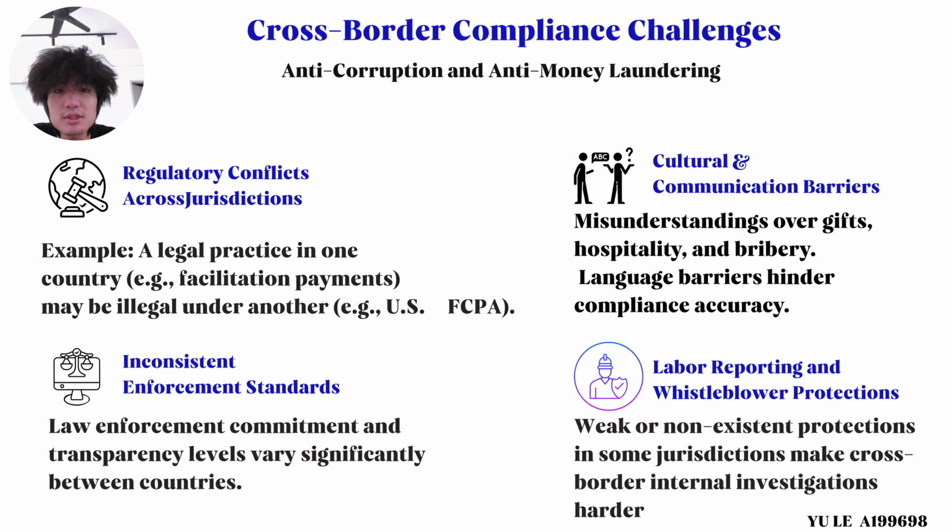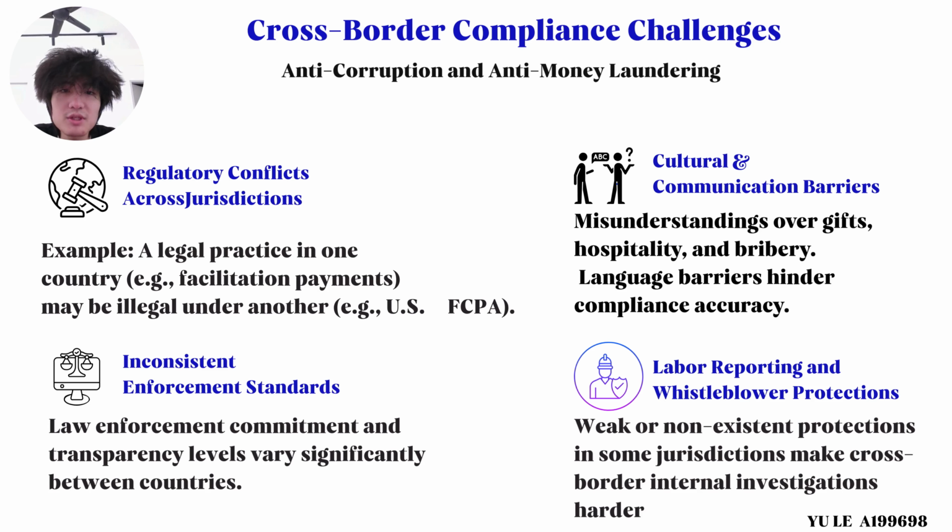Today I want to talk about cross-border compliance challenges in anti-corruption and anti-money laundering and then share some of my own opinions. So, doing business in different countries is not that easy. Each country has different laws and rules. This makes compliance hard. Let me give you some examples. First, some actions may be legal in one country, but illegal in another. For example, small payments to speed up work may be allowed in one country, but are illegal under the US law.